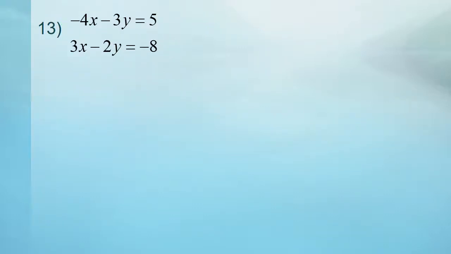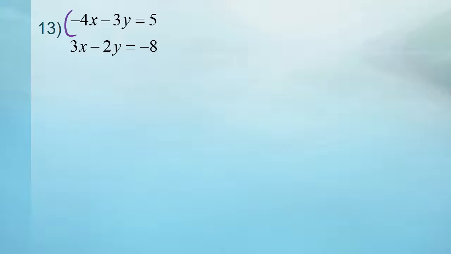Okay, let's take a look at number 13. Number 13, first step is to line them up. Well, these are already lined up. Step 2, choose a variable to eliminate. There's no convenient way because in this case, you're going to have to multiply both equations to eliminate a variable. I'm going to choose the x's strictly for the fact because they are already opposite signs.